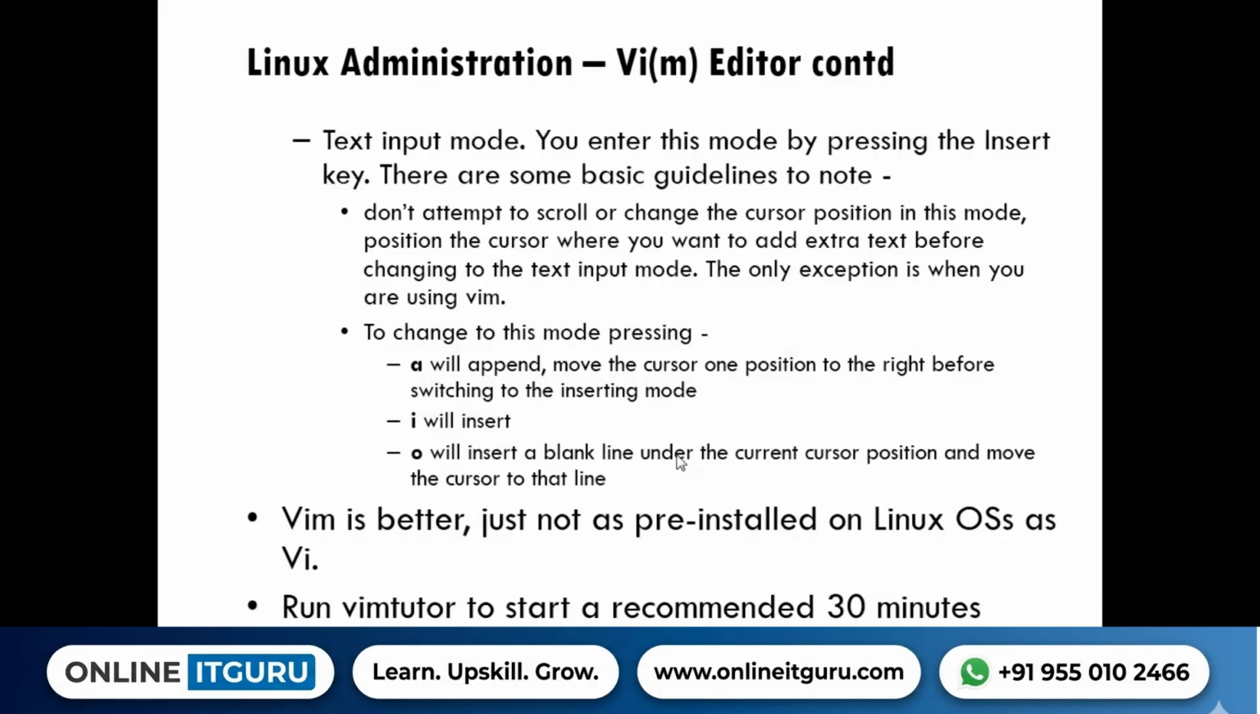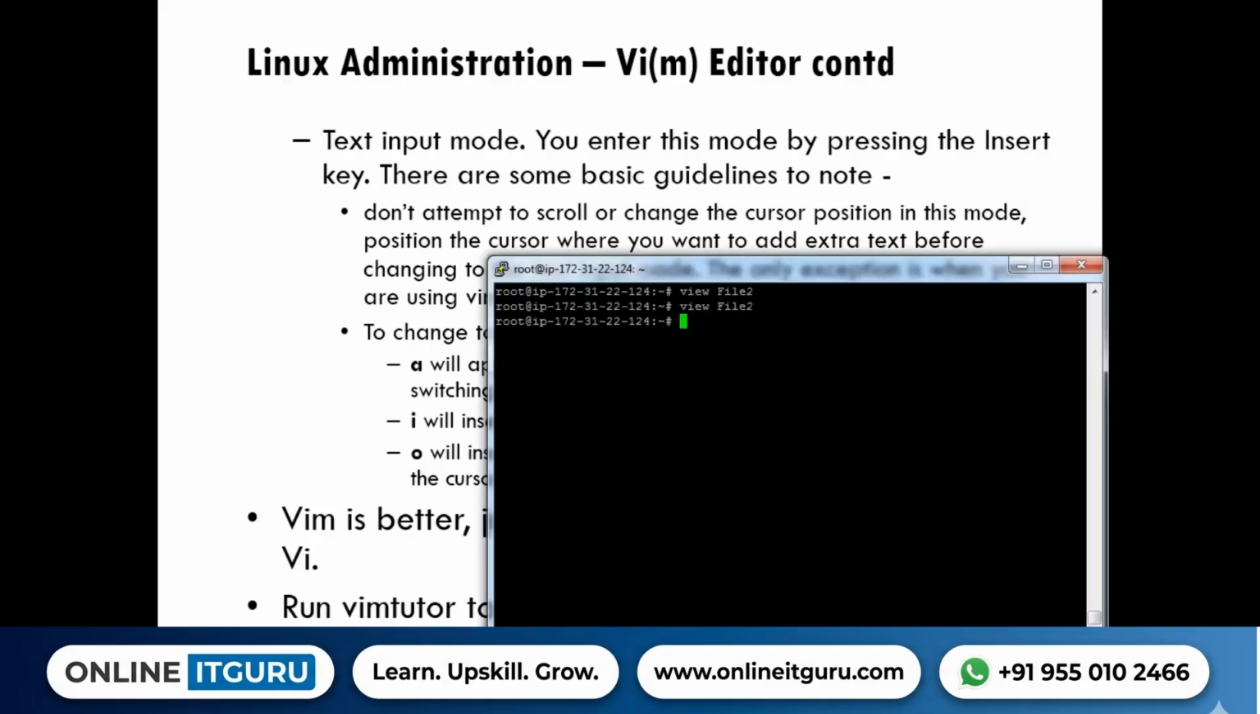And one more option is O. O will insert a blank line under the current cursor. So for example, if you want to insert a blank line exactly somewhere. Currently I am on the first line. After that I want to insert one blank line. Just press O. It's without insert mode. So once you open this file, just go to the cursor wherever you require. Just press O. Then automatically one blank line will be created after that line. Wherever the cursor is, after that one blank line will be created.